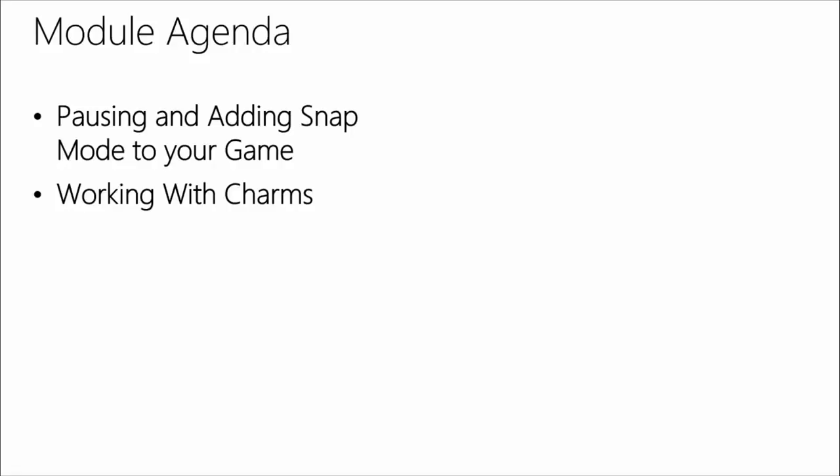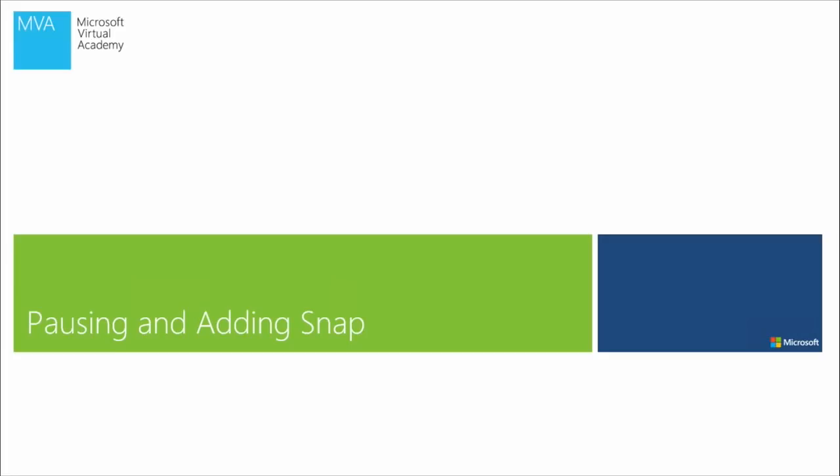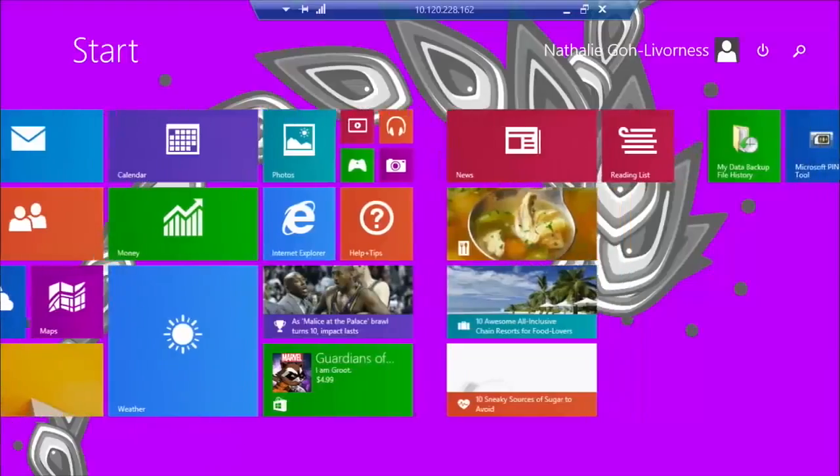We're going to talk about pausing and adding snap to your game, which is a great feature of Windows 8. And then we're going to talk about working with charms, and Natalie's going to go ahead and walk us through this. Yeah, so if you haven't seen all the cool features of Windows 8, or even if you have, we're just going to take another look at them over here on my screen so we know what we're working with.